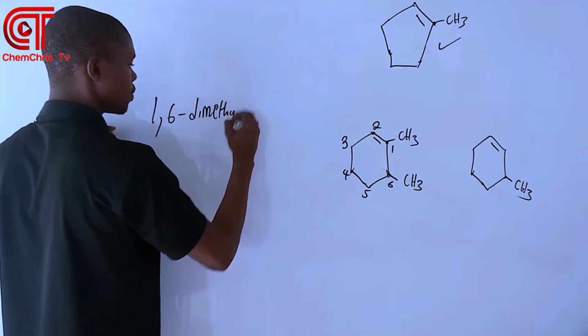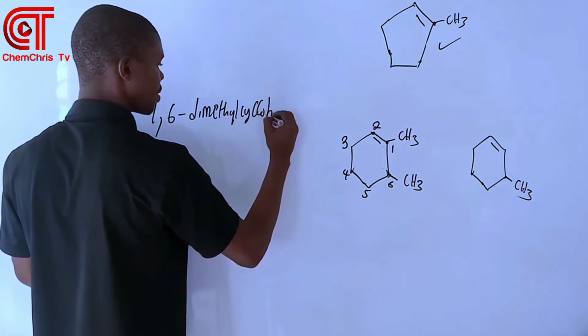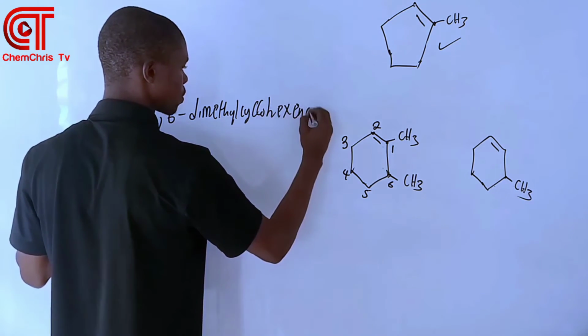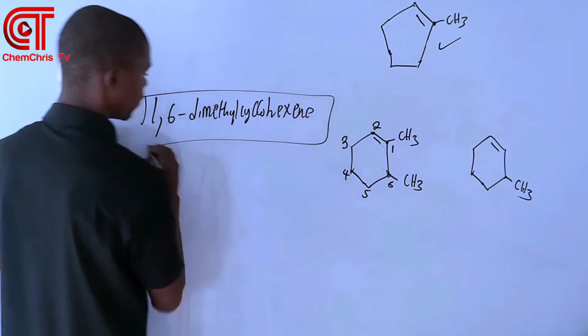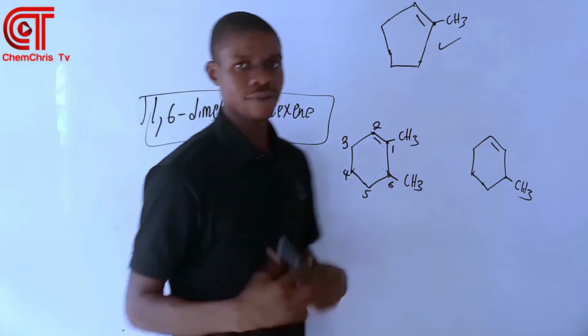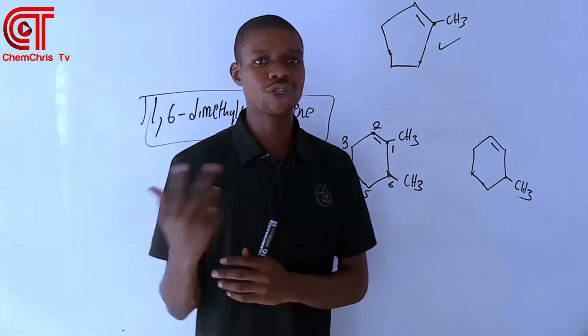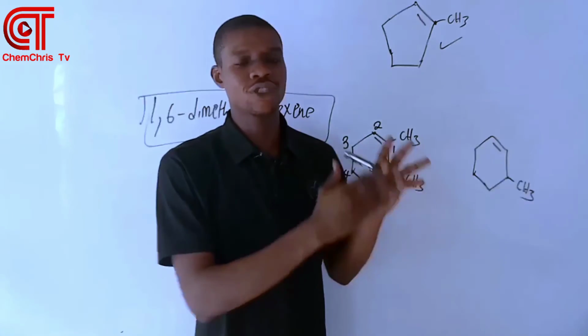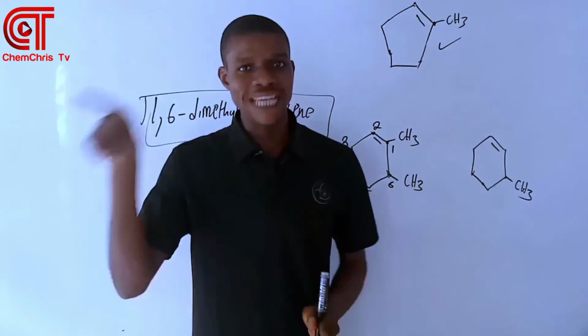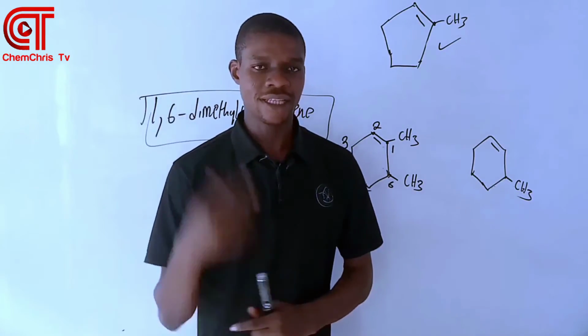1,6-dimethyl cycloalkene. So that is the name of this compound here. You get. So these are how to name an alkene and a cycloalkene. Now let me show you how you can use the name to get the structure. You get. Now let's do that.